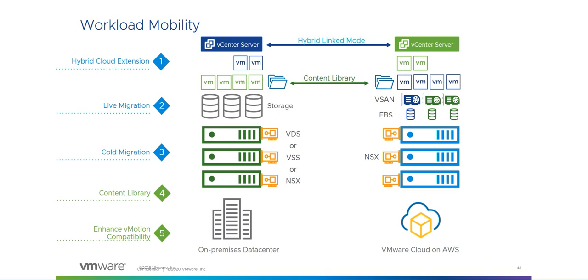Content library is probably one of the hidden gems that gets overlooked on a repeated basis for using migrations for templates, as well as facilitating ease of use through our automation platforms. So when a customer looks at using an automation platform during the migration, you have the ability to use content library and consume content libraries through on-premises and VMware Cloud and AWS as well. So it's something to consider.